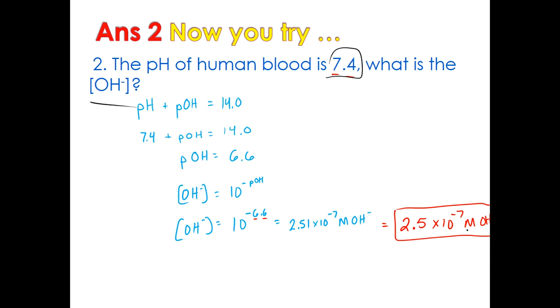Well, 10 to the negative 7 in a hydroxide concentration would be neutral, but I got 2.5, which means it's a little bit more than 1 times 10 to the negative 7. So it's a little more hydroxides. And if I look at that, hey, it's a little bit higher than a pH of 7, so it's a little basic. You're going to be trying some of those this week.